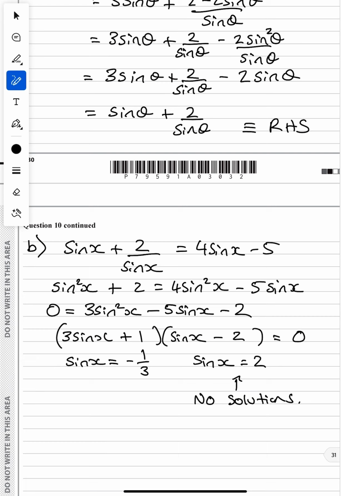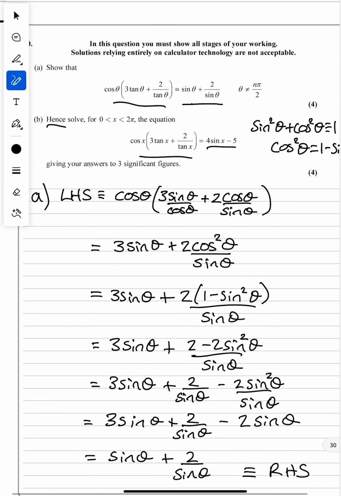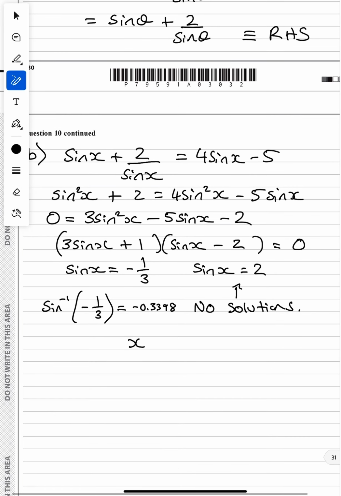So therefore we have to use this. So we need to do inverse sine of negative 1/3 to get our principal value in radians as well. So negative 1/3, that gives us negative 0.3398 to 4 significant figures. We want between 0 and 2 pi, greater than 0 but less than 2 pi. So you can think about the graph or you can think about the cast diagram.